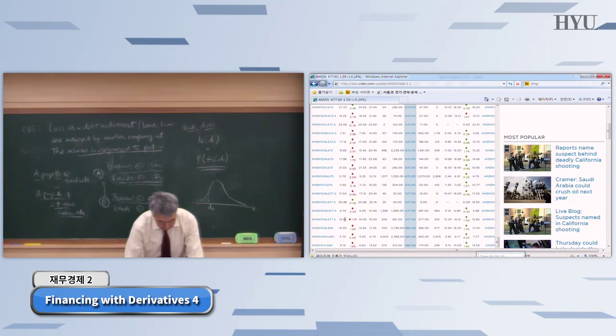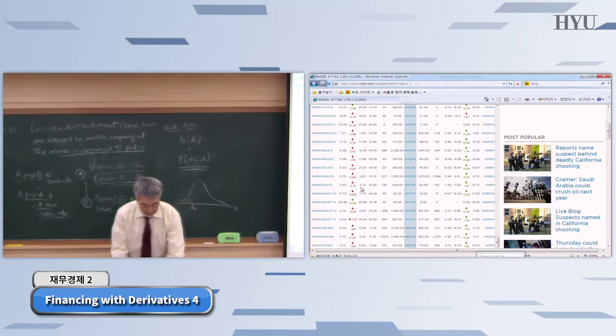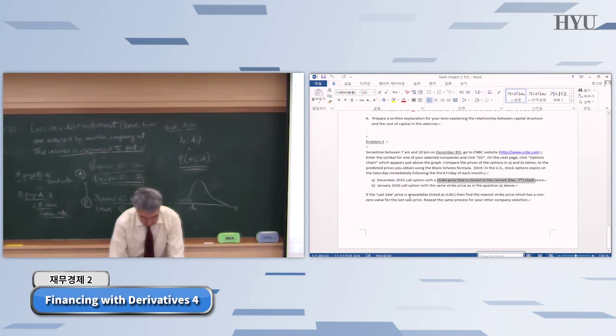So check out the price and compare that price to the Black-Scholes price that you calculated based on the formula. Okay, that's what I'm trying to say there. Right? If the last sale price is unavailable, then find the nearest strike price.